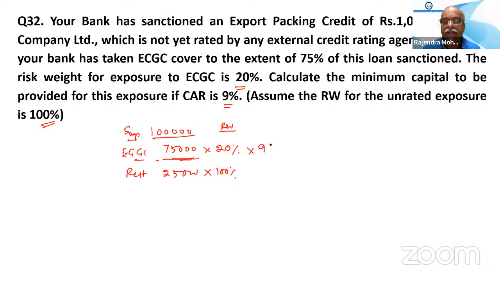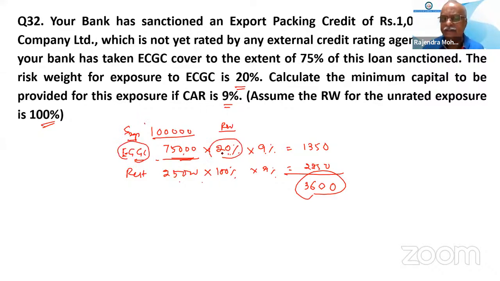So if the CAR is 9%, then what is the amount of total capital? So 75,000, 20% and 9% equal to how much? 1350. 25,000 at 100% and 9% is 2250. So total will be 3,600. Okay. Here you have to calculate in that way. It's a very simple question, but sometimes you get confused. ECGC exposure will be taken as 20% risk weight because this is secured, so it is not that risky. But the rest amount, which is not covered, carries 100% risk weight. So you multiply this by 100, this by 20, then 9% is the capital adequacy ratio. So you have capital of 3,600 for this exposure. Clear?